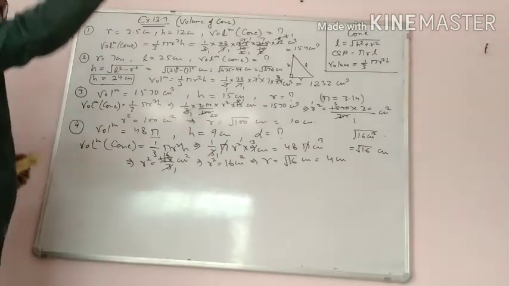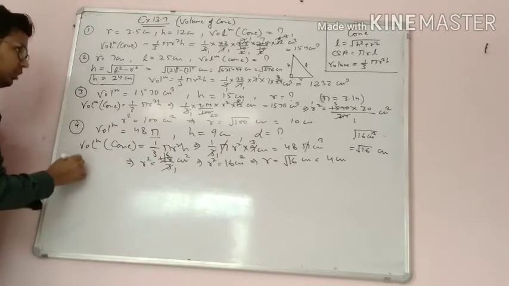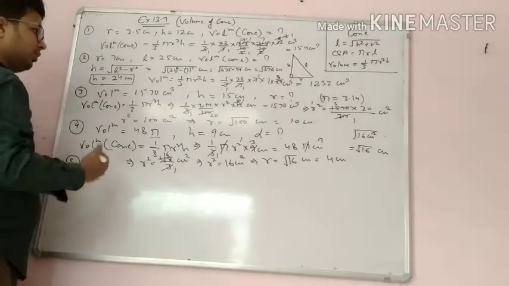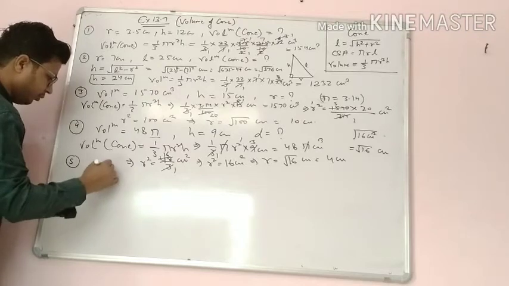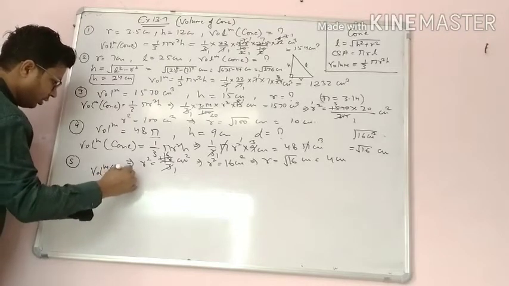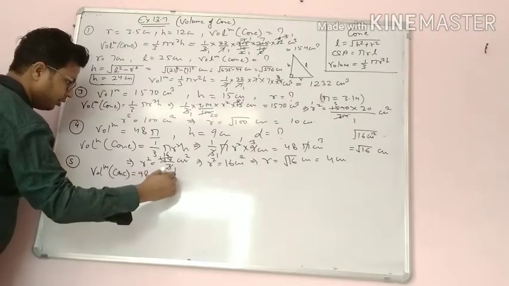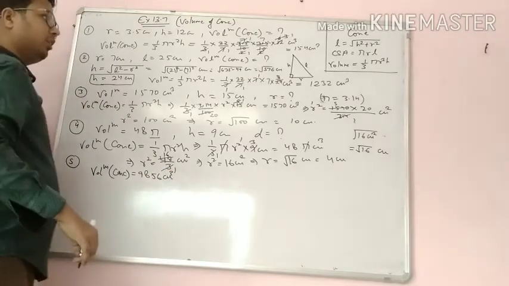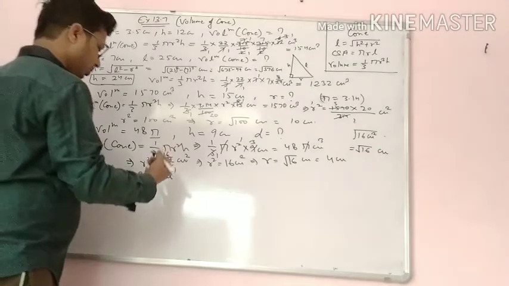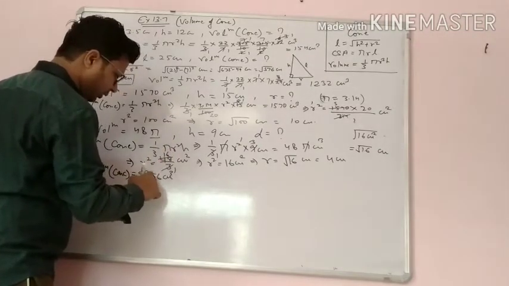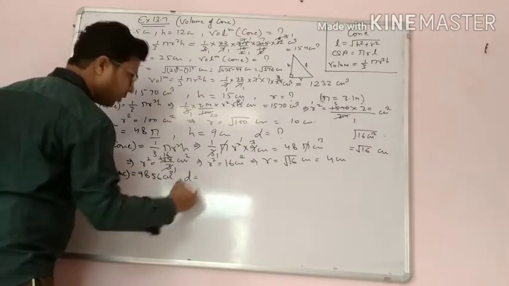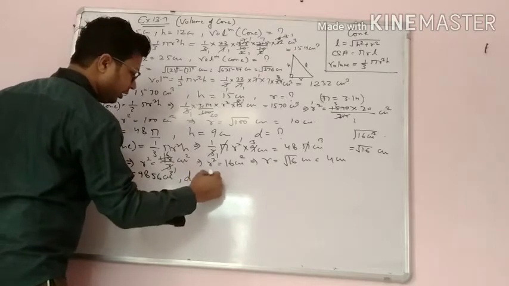Now see the fifth. It is given that the volume of a cone is 9,856 centimeter cube. Diameter is equal to 28 centimeter.